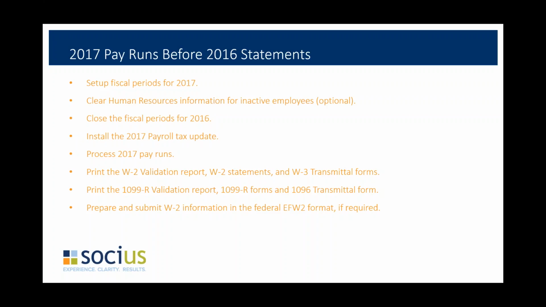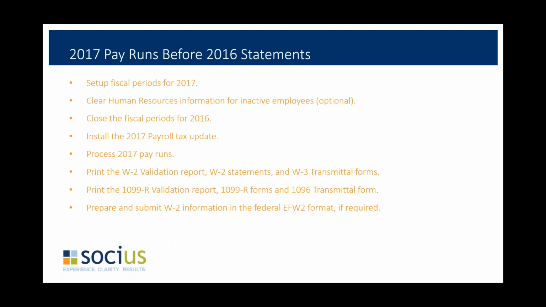Because now we haven't done our 1099-Rs or our W-2s, but we are ready to go ahead and run our 2017 payroll runs. And for that to be appropriate, we need to make sure the tax tables are updated for 2017. So the key here is timing. Before you run your first 2017 pay run, whichever option of these two that we've looked at, you need to make sure that your tax updates are loaded prior to that first run.